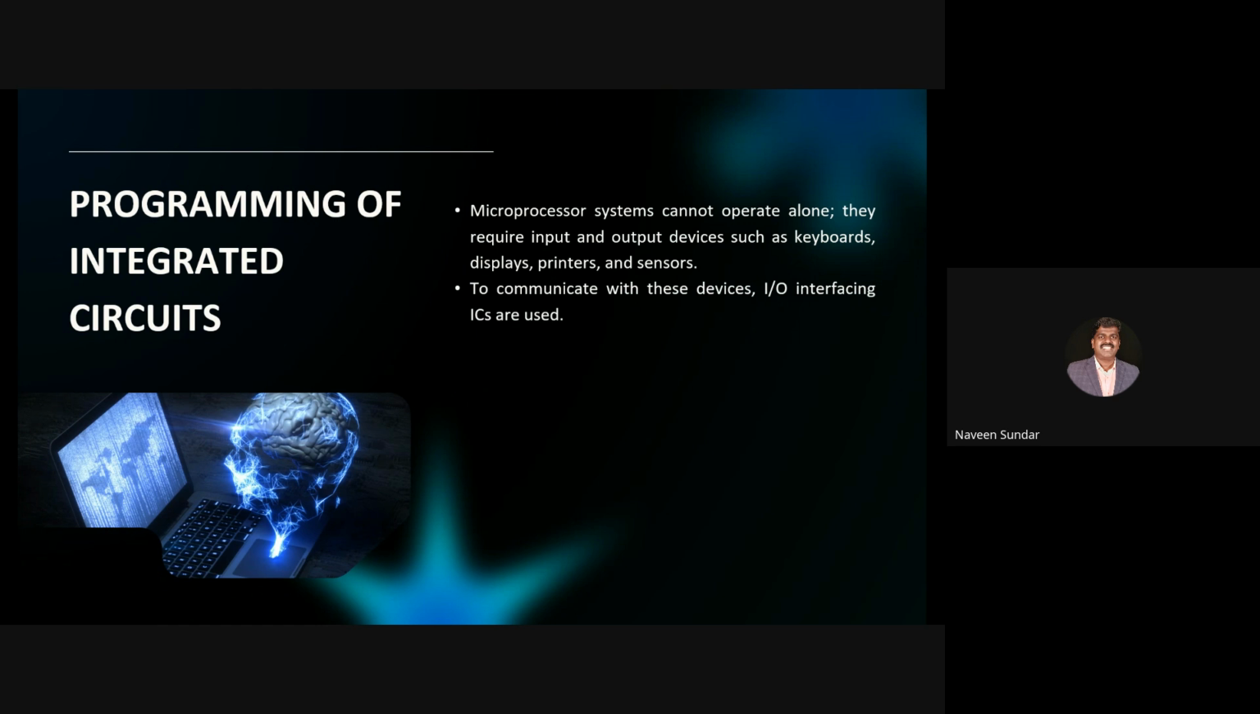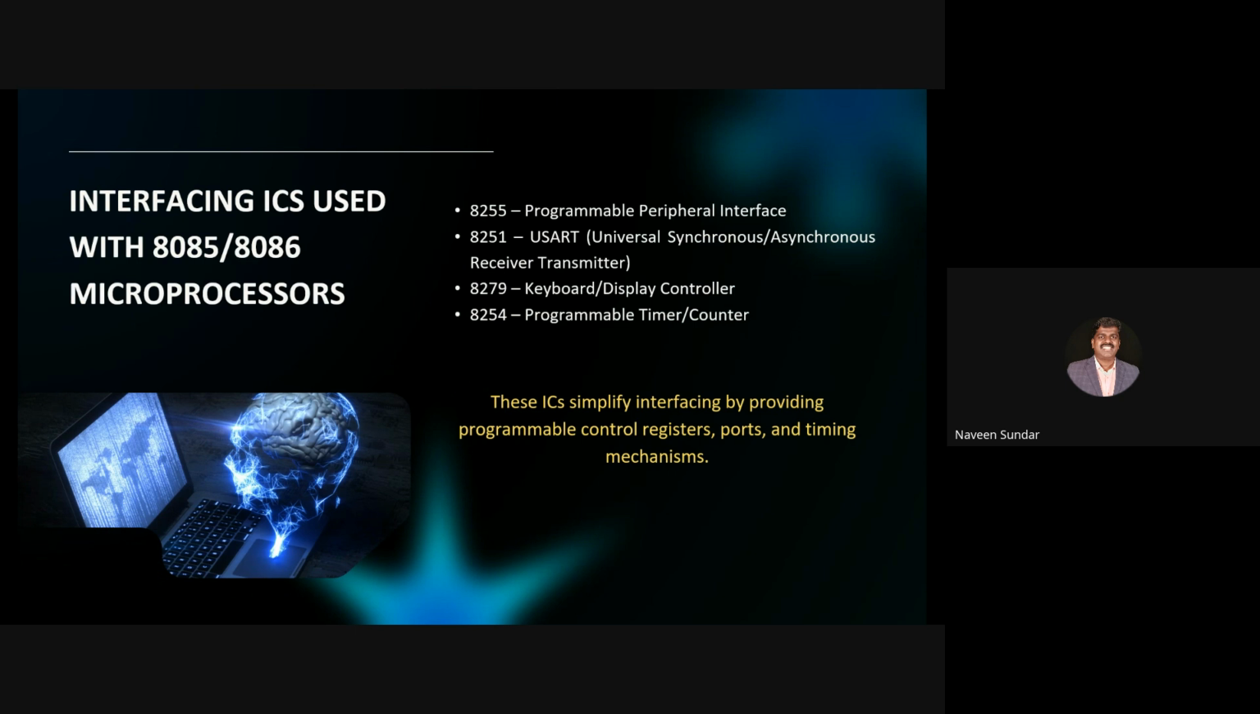First we will see that the microprocessor system cannot operate alone. It requires input output devices such as keyboard, displays, printer, and sensors. These are some of the peripheral devices which connect with the microprocessor, and to communicate with these devices, IO interfacing ICs are used. Mainly we are going to see 8255, that is the programmable peripheral interface, and then 8251, that is the USART, universal synchronous and asynchronous receiver transmitter. We will see about these in detail in the session.